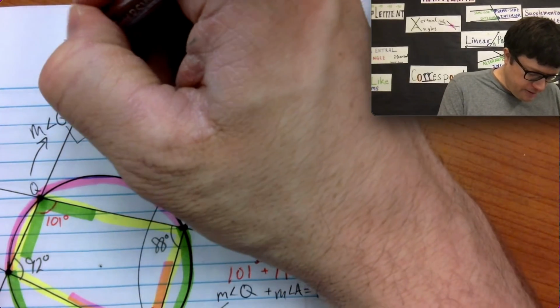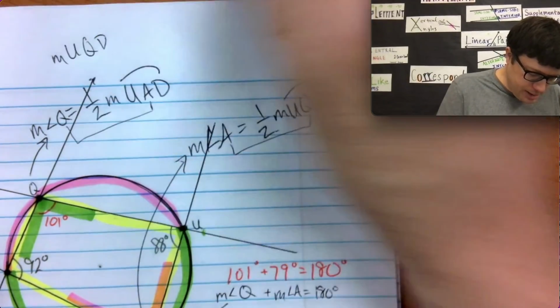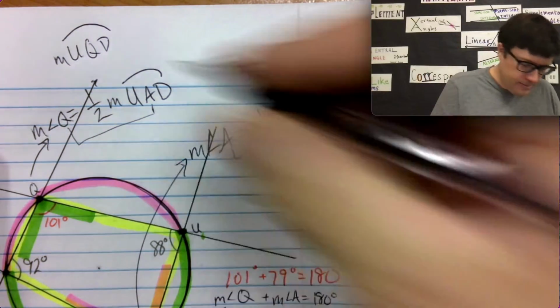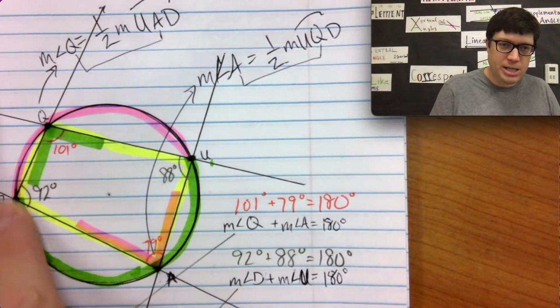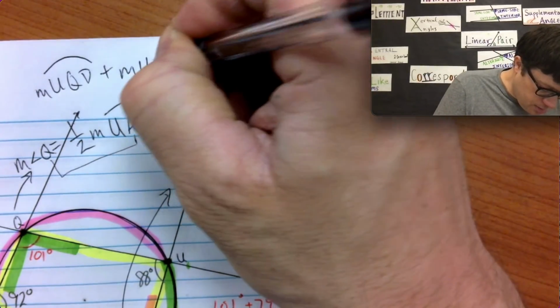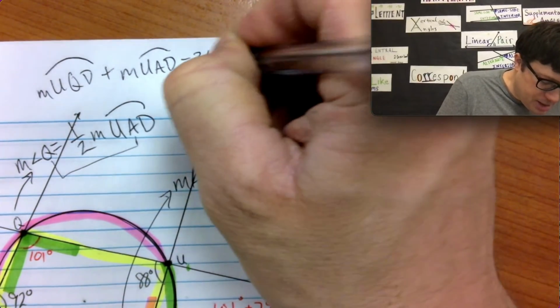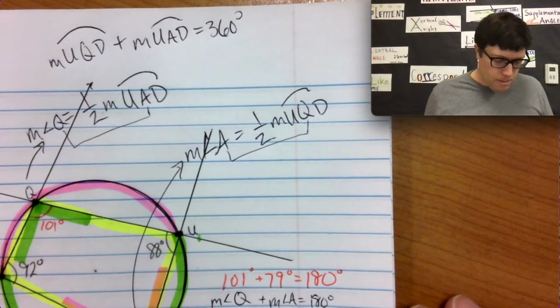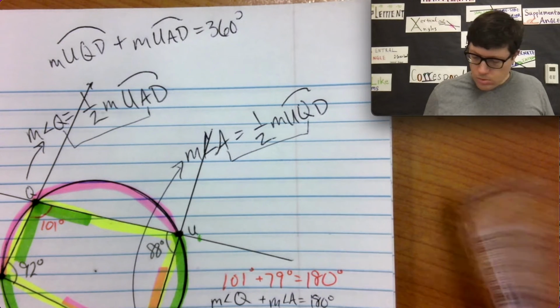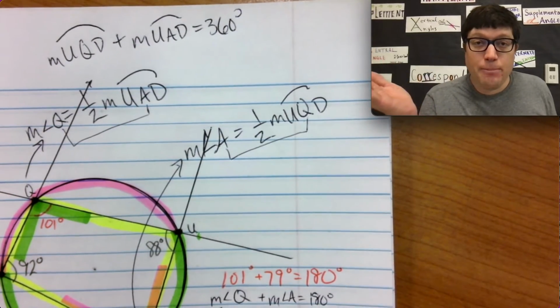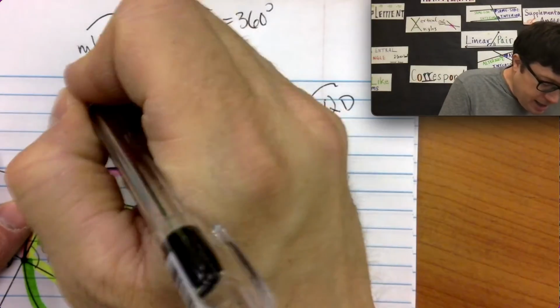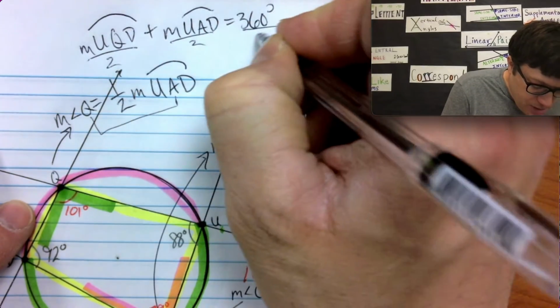The measure of UQD, just like here, but this is half, so there's probably going to be some half coming in, plus the measure of UAD, is 360 degrees because they make a circle. I know that I would use it. I can divide both of these things by 2, right? I can take and divide this by 2, divide this by 2, and divide this by 2.